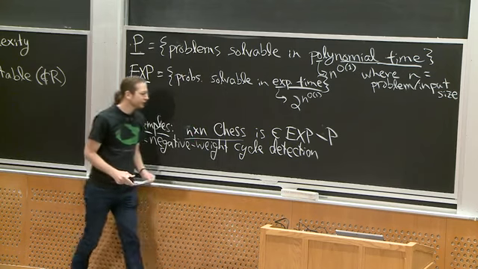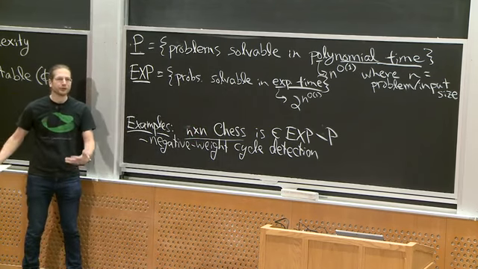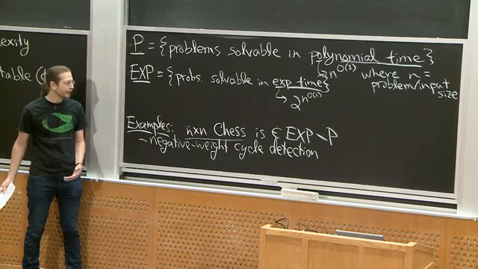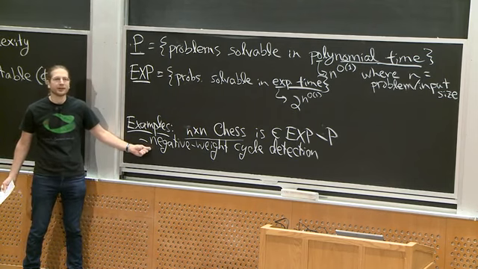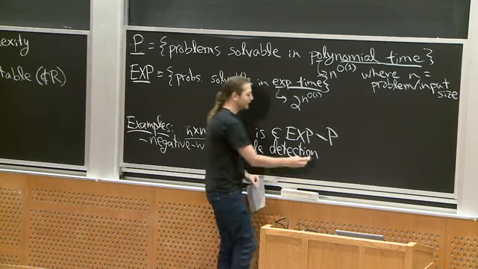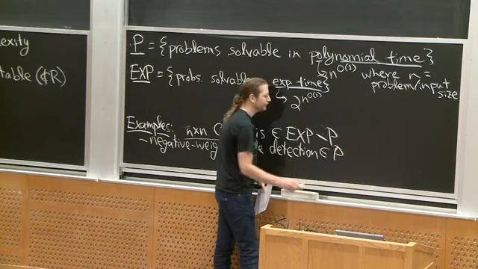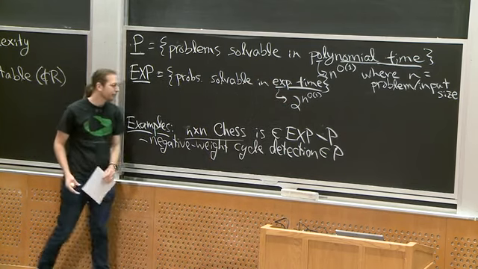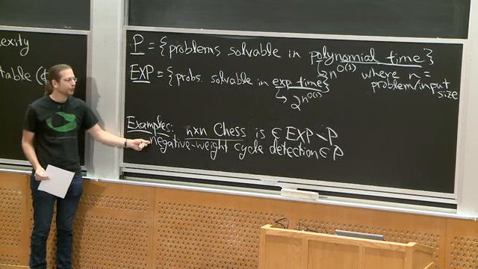Negative weight cycle detection is the following problem. I give you a directed graph with weights, and I want to know, does it have a negative weight cycle, yes or no? And this problem is in P, because we saw a polynomial time algorithm for this. You run Bellman-Ford on an augmented graph. So this is an example of a problem we know how to solve.